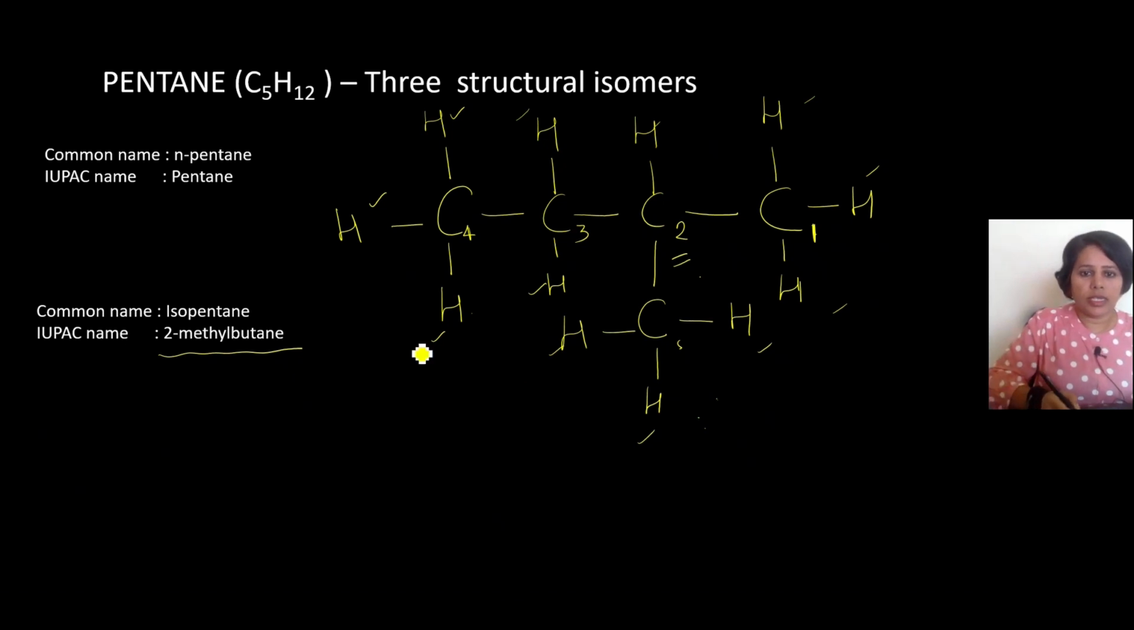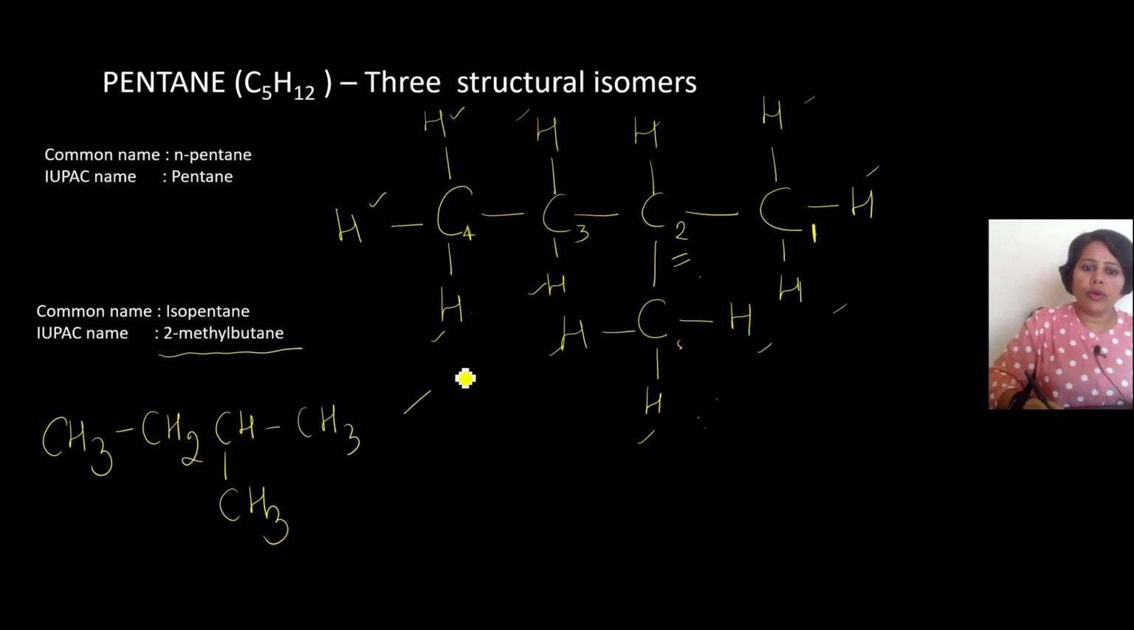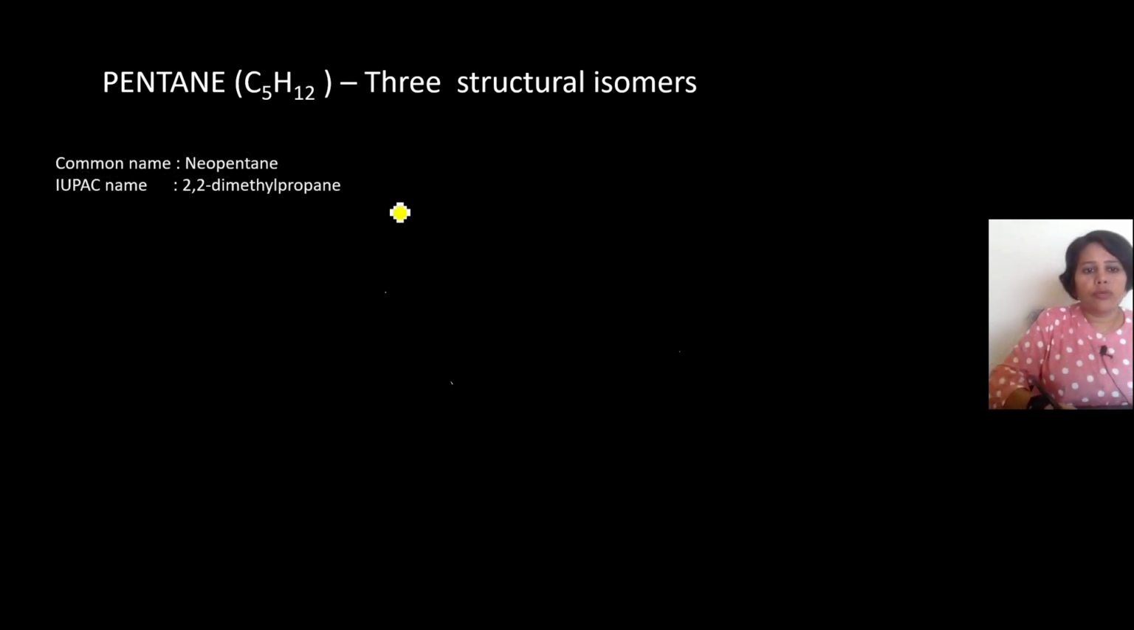We can write this structure in another way also: CH3, CH2, CH, CH3, CH3. So both the structures are the same. Both ways we can write. So this is another isomer of pentane. Another isomer of pentane is neopentane. Let's draw the structure: 1, 2, 3.